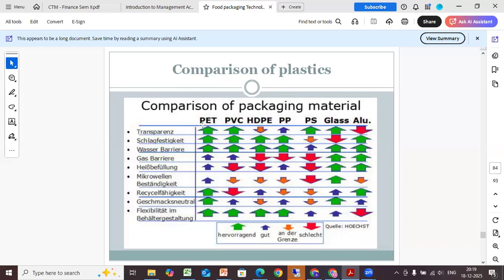So the water barrier for PET is good, PVC is good, PP is good, comparable with HDPE. So basically, you have comparative properties here. Glass is the most inert material, but it's brittle, so it has its limitations, and you cannot use it for each and everything except premium products.